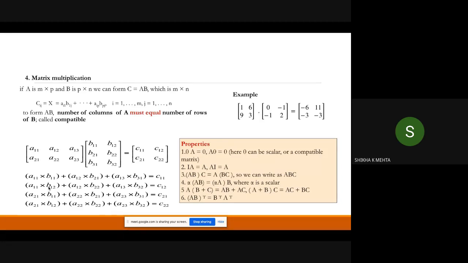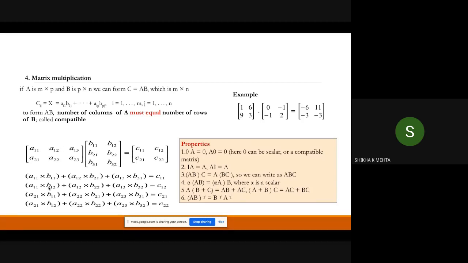Similarly, we have the properties that are followed. You can remember these properties, and you may know them from before also. So 0 into A is equal to 0. That means if we multiply one matrix with a 0, here 0 can be a scalar or a compatible matrix. I is basically the identity matrix. When we multiply the identity matrix with A, we get the same matrix A.